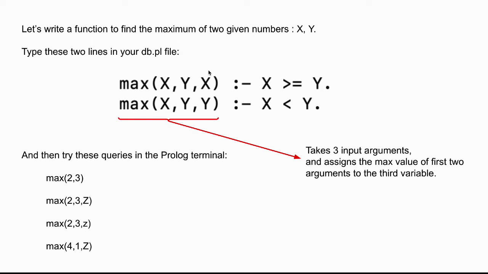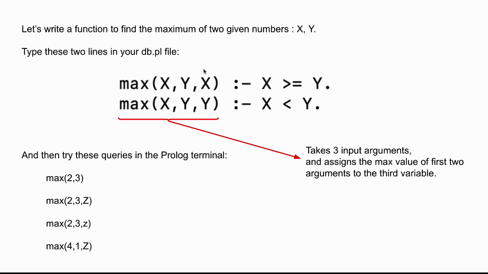The idea is simple. This function takes 3 arguments and assigns the max value of the first 2 arguments to the third variable. In the first clause, if x is greater than or equal to y, then it will assign the value of x to the third argument. If x is smaller than y, then it will assign the value of y to the third argument. So whatever you give as the first 2 inputs, the third argument will become the larger of these 2.